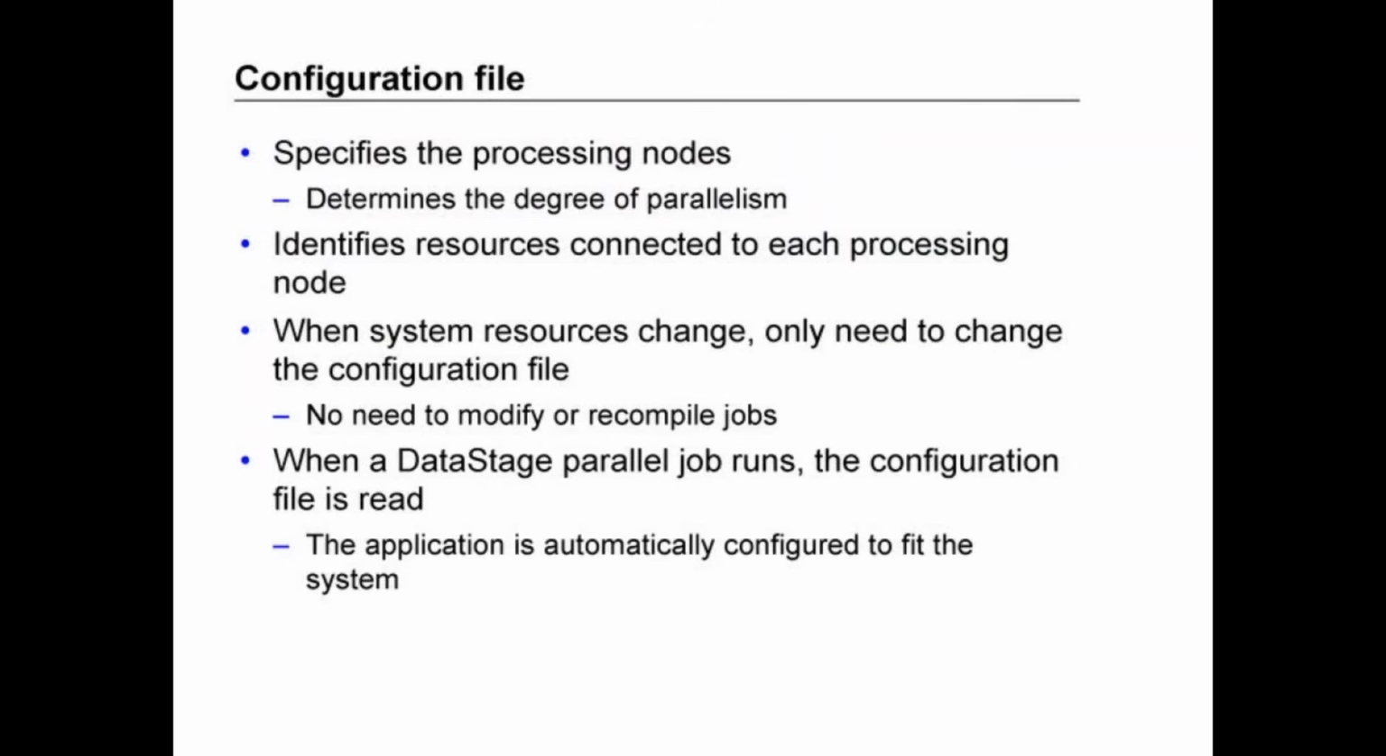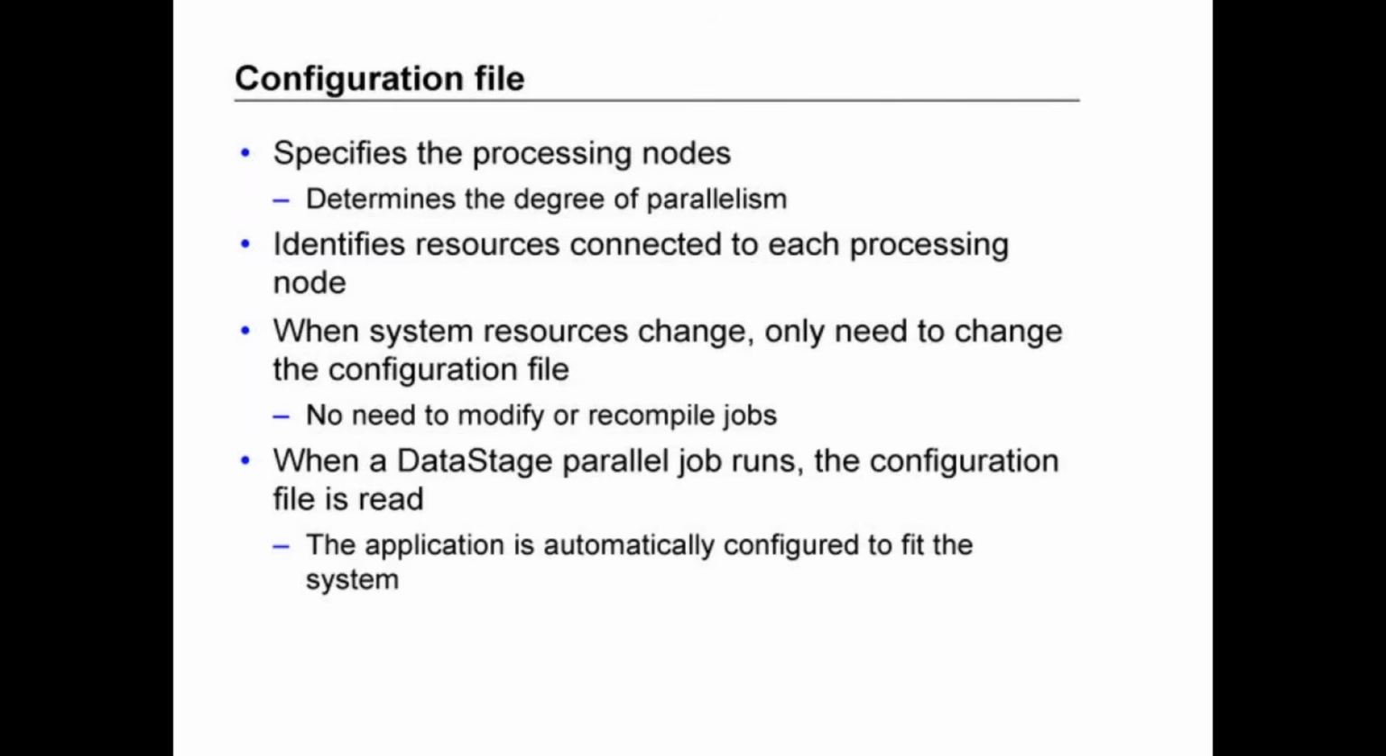Now, the information that this configuration file contains is the processing nodes, the number of processing nodes. The number of nodes will determine the degree of parallelism. So it's 1:1. If we have 2 nodes, then there will be 2 partitions. And if there are 4 nodes, there will be 4 partitions created. So that simply determines the degree of parallelism by the number of nodes that we define in this configuration file. Now, each processing node has its own resources that can be allocated to that node.